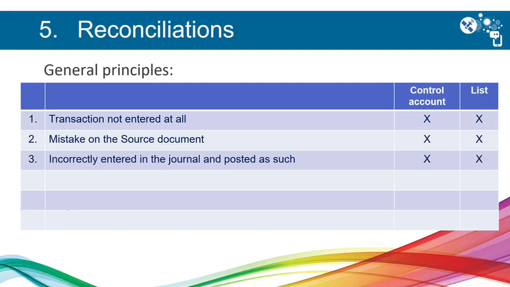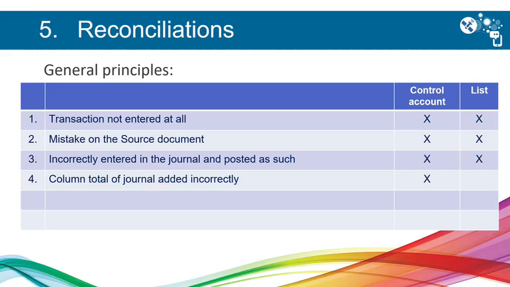If it was entered incorrectly in the journal, it was correct on the source document, but then from the source document we entered it incorrectly in the journal and posted it as such. Obviously, both the control and the list will be influenced because the amount shown in the journal is wrong. So those are the three easy ones.